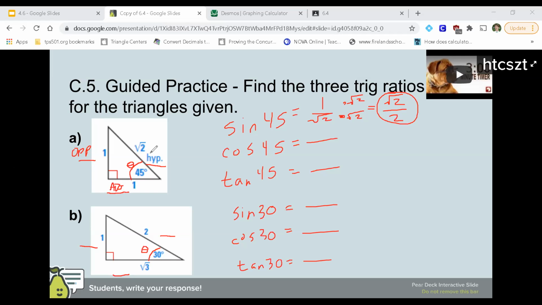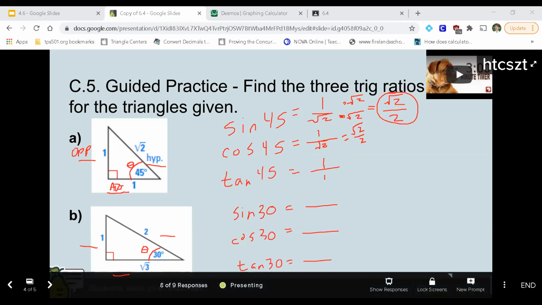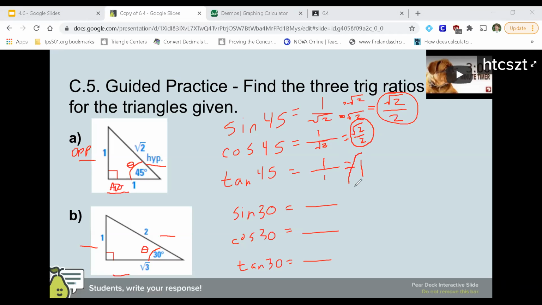Cosine is adjacent over hypotenuse. So it is also 1 over square root of 2. And again, if you had that on the test, you get 100%. But really, on the ACT, they're going to prefer you to do square root of 2 over 2. Tangent is opposite over adjacent, which would be 1 over 1. And again, if you left it as 1 over 1 on the test, that would be fine. But what is 1 over 1? What's 1 divided by 1? It's just 1. So these are the answers that'll show up on the ACT.